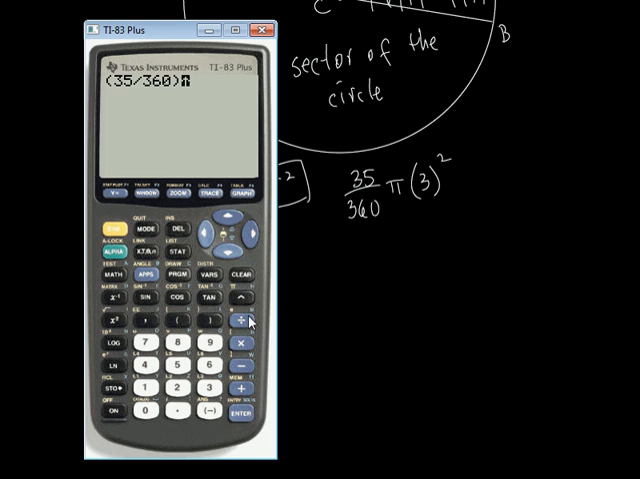So in this calculator, I can just put a pi right here. Now I got to put times 3 squared. I can do that in my head. What's 3 squared? 9. Okay. Punch that in there, and there you go. So that right there would be the area of that sector.